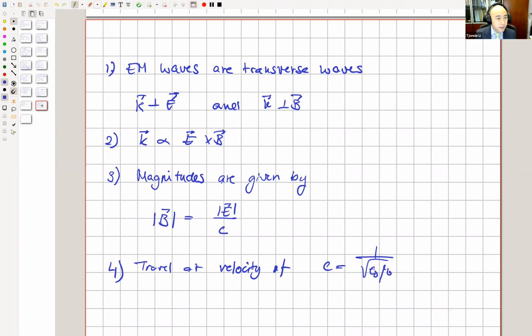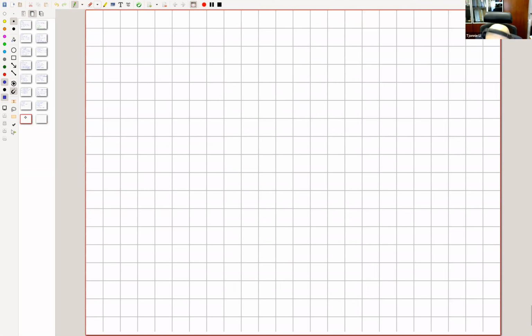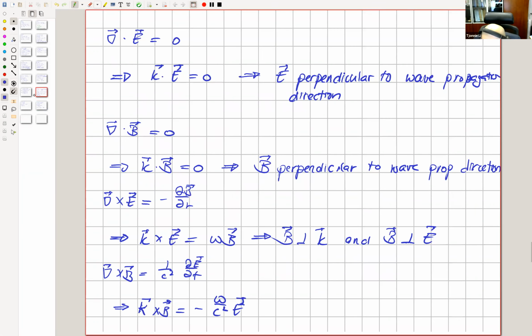Okay, welcome back. I see that there is a question: why can del dot E be written as k dot E? Okay, let's take a look at the answer to this. In this case, in particular, what we're looking at is as follows.